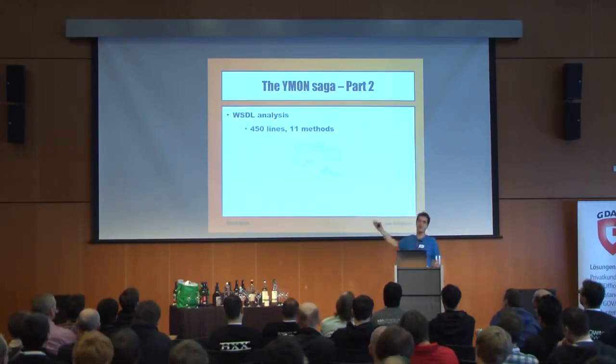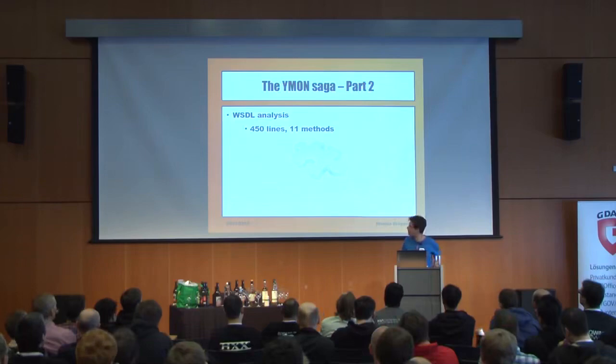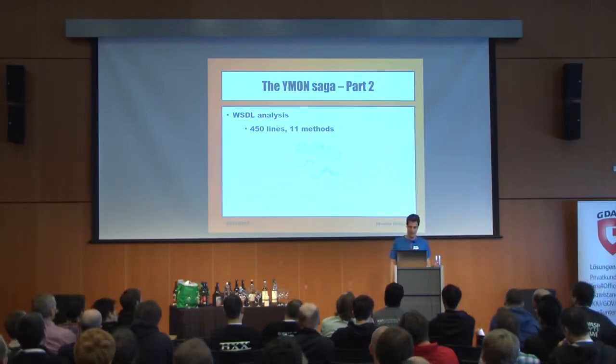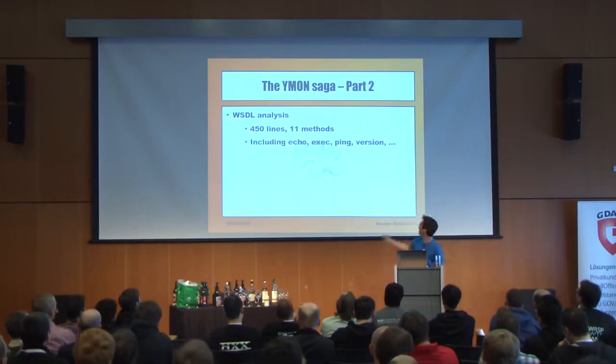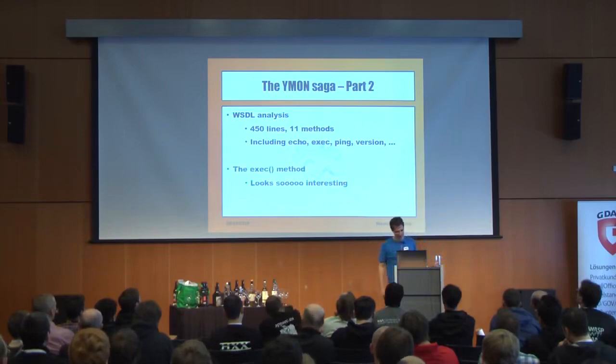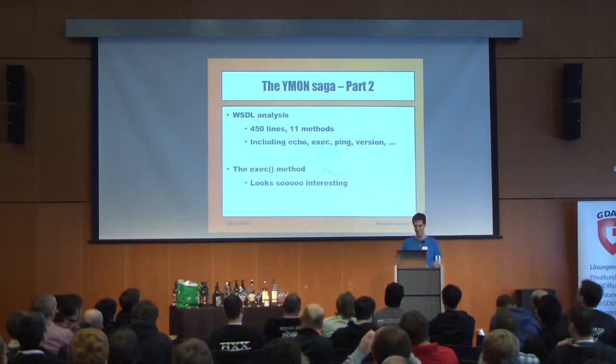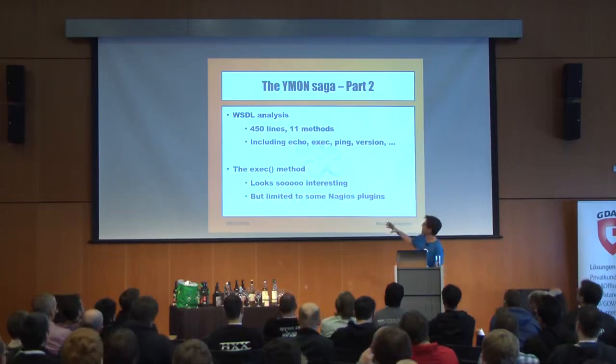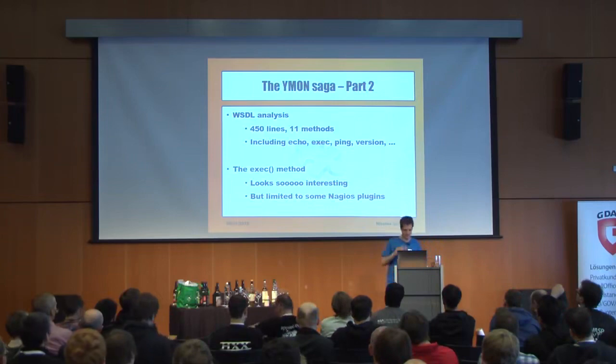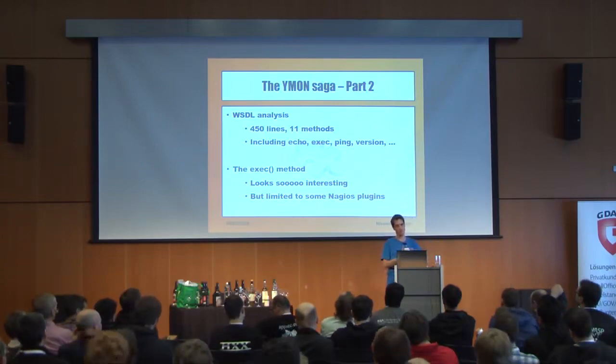What else? Next step, of course, is to analyze the WSDL. So nearly 500 lines, 11 methods. And when I looked at the names of the methods, I was like jumping around. Exec, echo, ping, version, yoo-hoo! And okay, exec. This was my first try. So interesting. But in fact, you can exec only files stored in a specific directory, and in this directory you only have Nagios plugins.